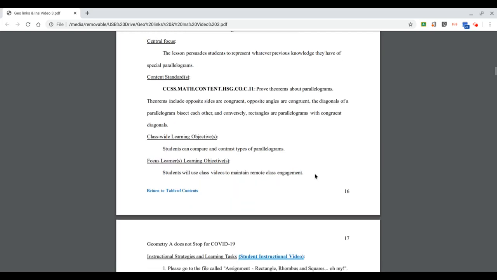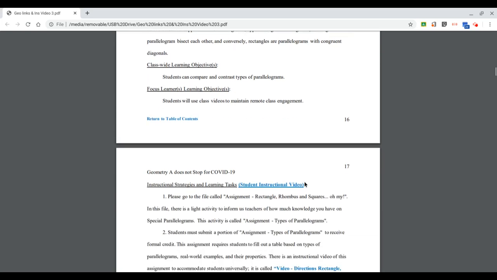The class-wide learning objective is that students can compare and contrast types of parallelograms. The focused learning objective was that students will use class videos to maintain remote class engagement.